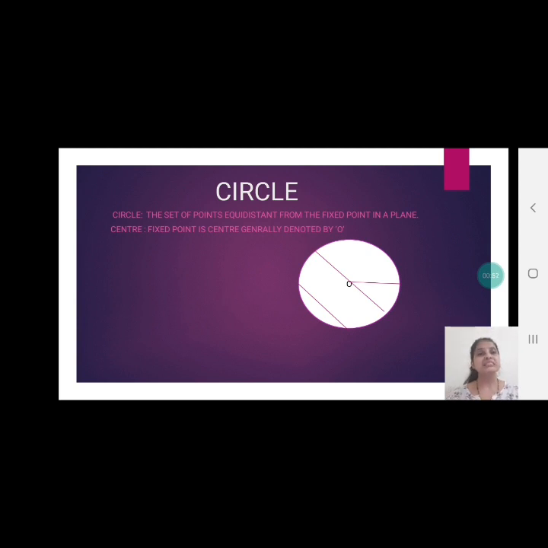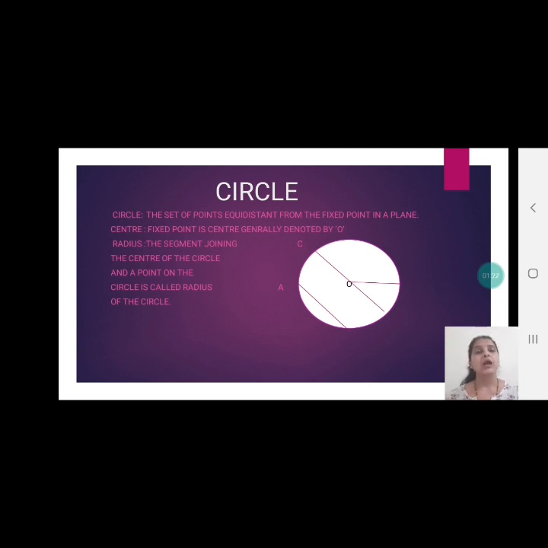Center. What is center? Center is the fixed point from which all other points are equidistant. That fixed point is known as center. Center is generally denoted by O. Then radius: the distance between the center and the point on the circle is known as radius.